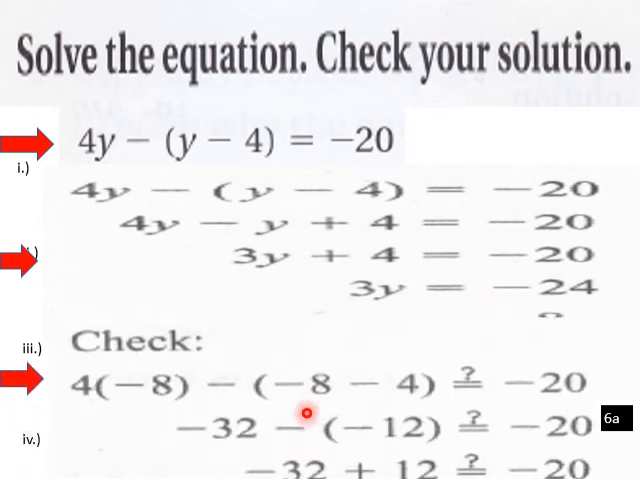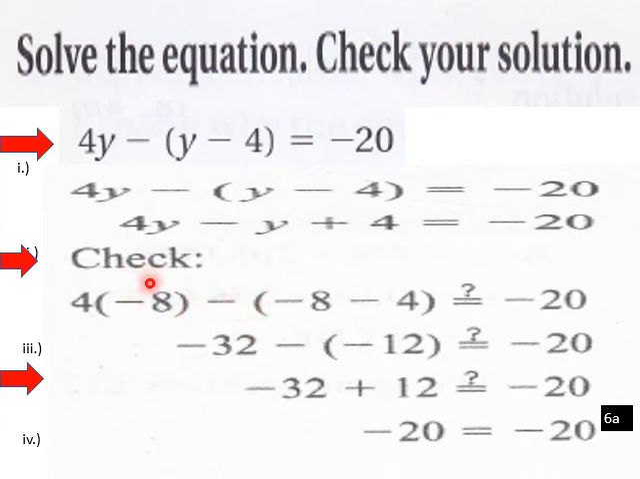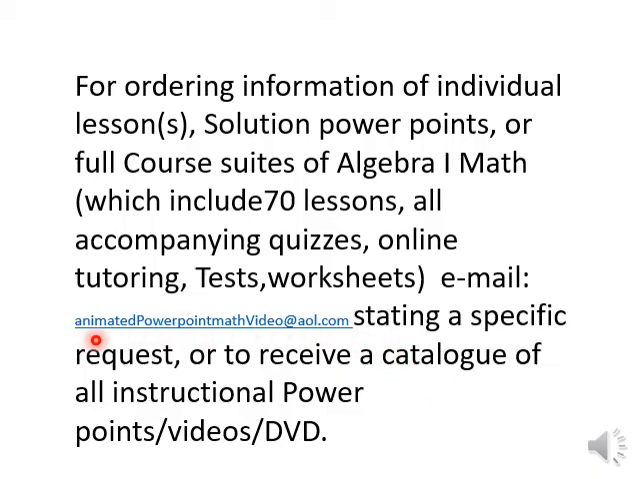And then for our check, we plug in negative 8 up here. 4 times negative 8 is negative 32, minus the negative 8, negative 4 is negative 12. Does that equal negative 20? We got negative 32 plus 12. Does that equal negative 20? And sure enough, negative 20 equals negative 20. And that's your lesson for today.